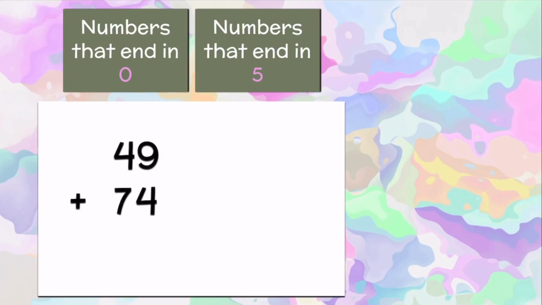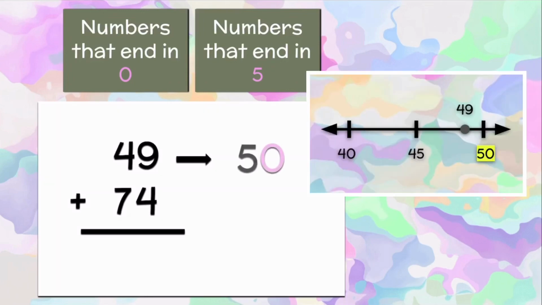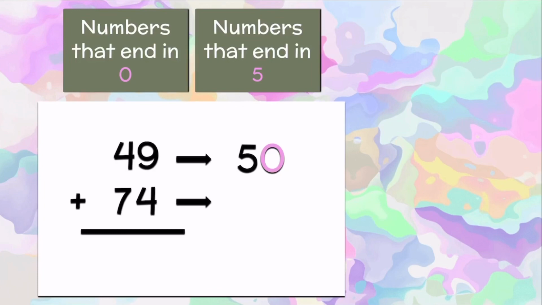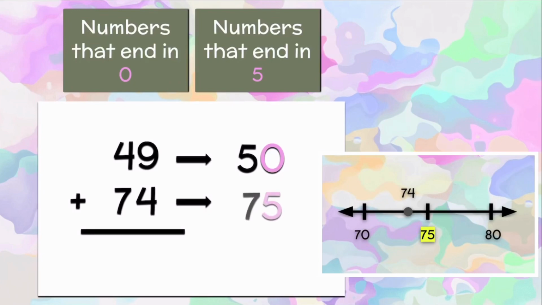Let's add 49 plus 74. Let's think, what number that is close to 49 ends in a 0 or a 5? We know that 50 is close to 49. Now let's think, 74. What number close to 74 ends in either a 0 or a 5? We know 75 is close and that ends in a 5. Let's quickly add.